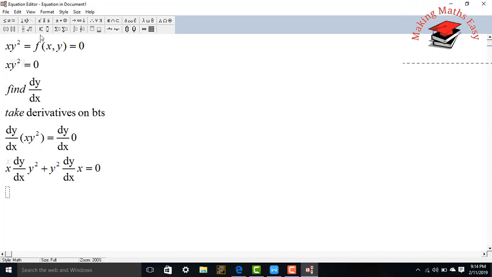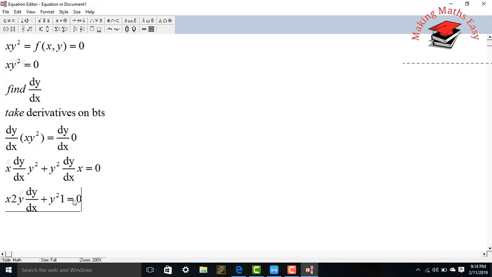So my derivative will be equal to x into the dy by dx of y square. The derivative of y square with respect to x will be 2y dy by dx. So it will be 2y dy by dx in this case, plus y square into the derivative of x, d upon dx of x, which will be 1, which is equal to 0 in this case.